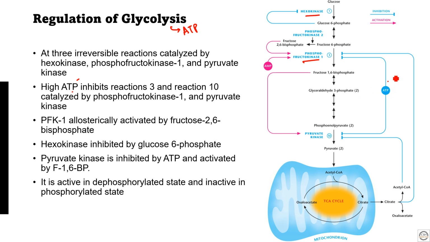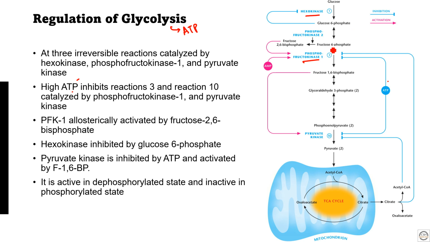I took it from the Cooper book, I guess. So what will the ATP molecule do? It inhibits phosphofructokinase, and ATP also inhibits the pyruvate kinase enzyme. Now, another enzyme, phosphofructokinase 1, is allosterically activated by fructose 2,6 bisphosphate.